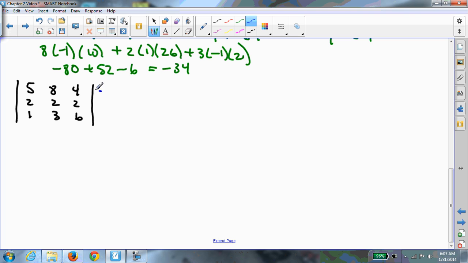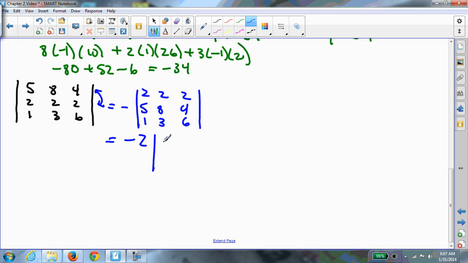Let's start with the row swap. So if you swap 2 rows, that changes the determinant to its opposite value. So if I swap row 1 and 2, this is going to become negative 2, 2, 2, 5, 8, 4, 1, 3, 6. Another property is that you can factor out a number from a single row, and that becomes a multiplier. So if I factor out the 2, this becomes negative 2, 1, 1, 1, 5, 8, 4, 1, 3, 6.